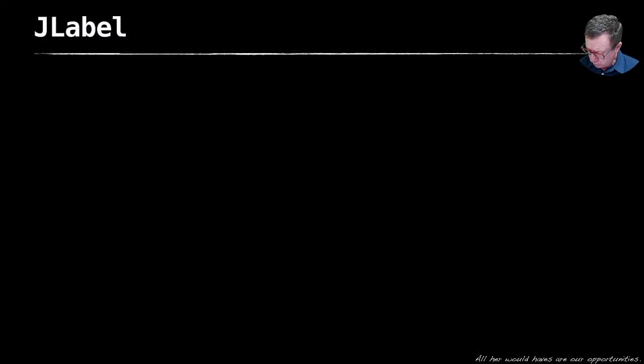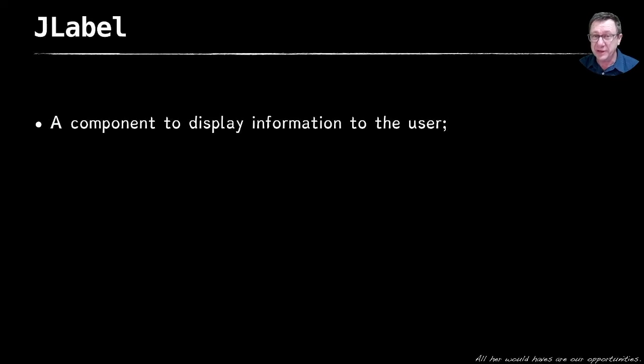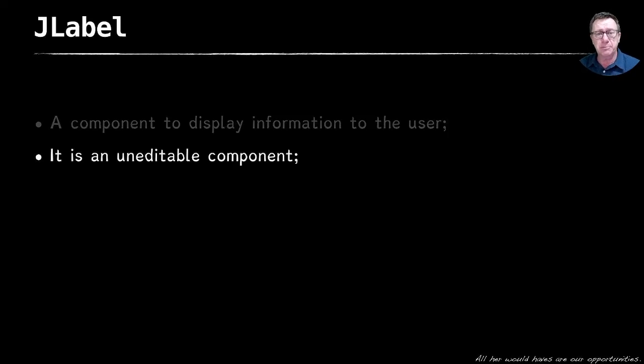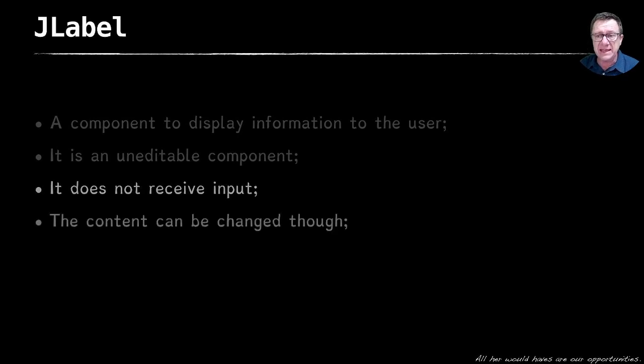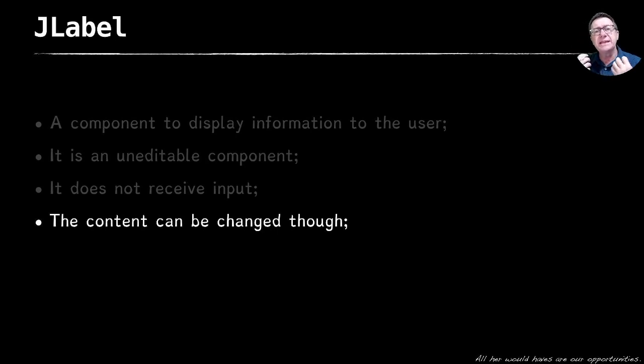The JLabel, you're probably guessing it's a label of some sort, and you would be absolutely right. It's a component that we use to display information to the user. It's uneditable, so it's displaying information that the user can't change. It doesn't receive any input from the user. The content, now, it can be changed. And you're going, but you just said. So we can get input from the user and then reset that label with new input. That's important, okay? But the label itself, when it's displayed, can't be edited.